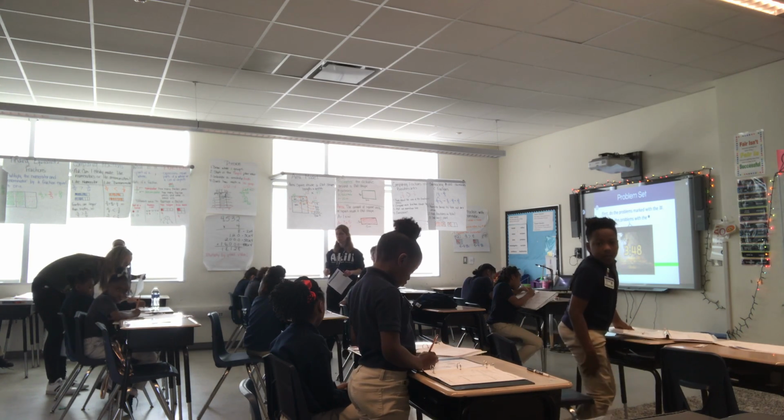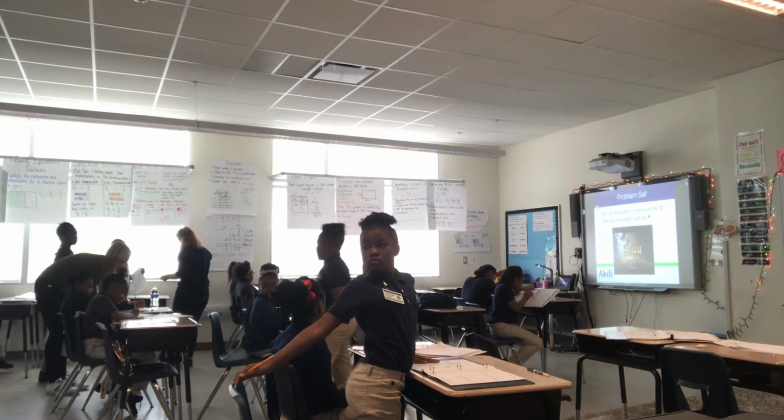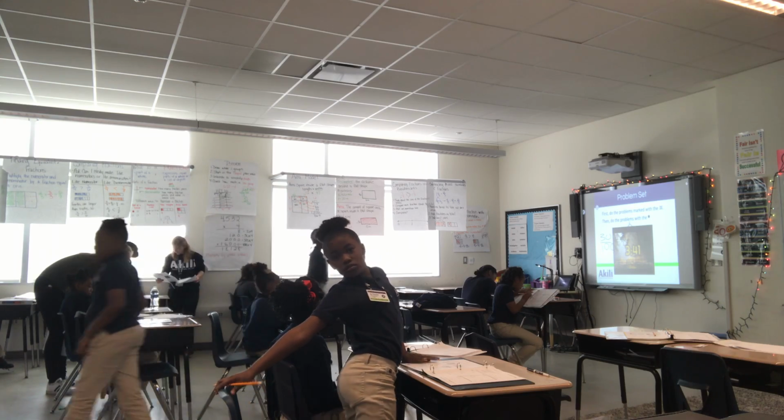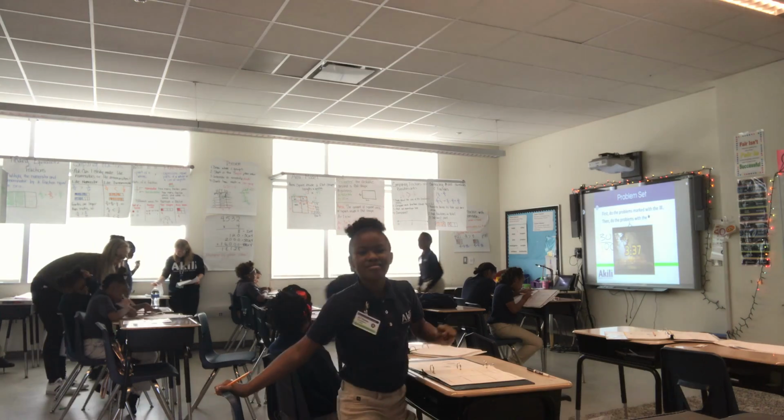Okay, so this is correct. The decimal is 0.3 equals 0.30. Good work. So let's go down here.